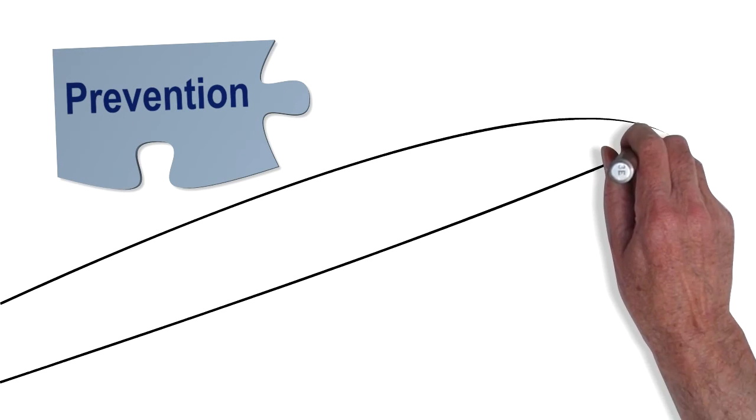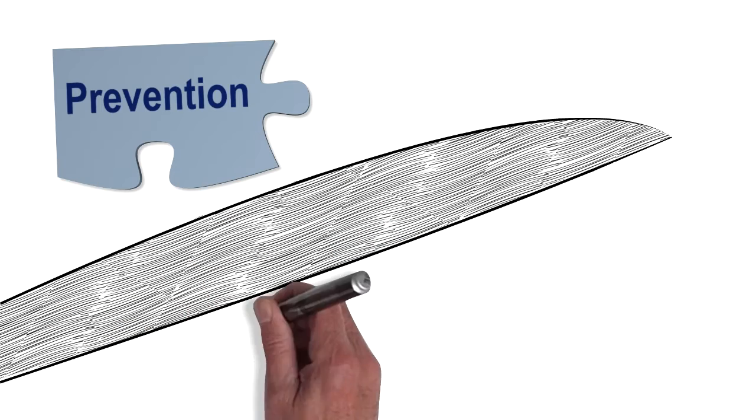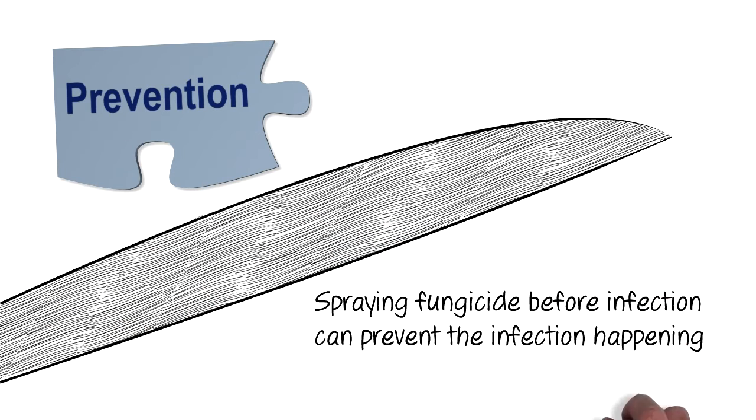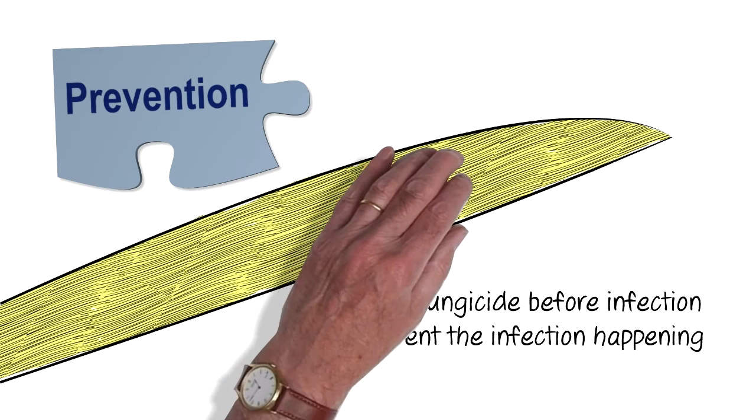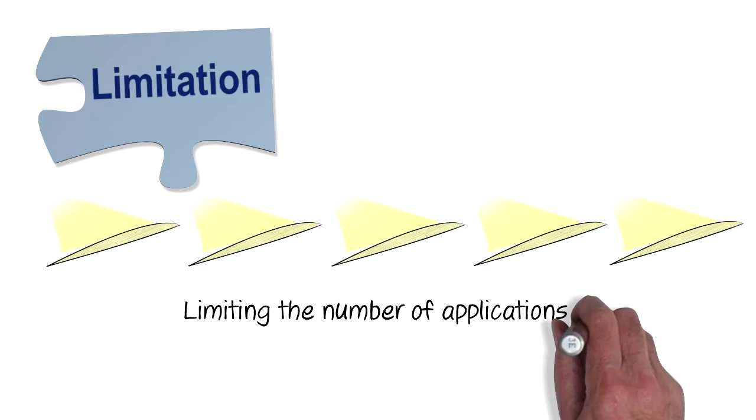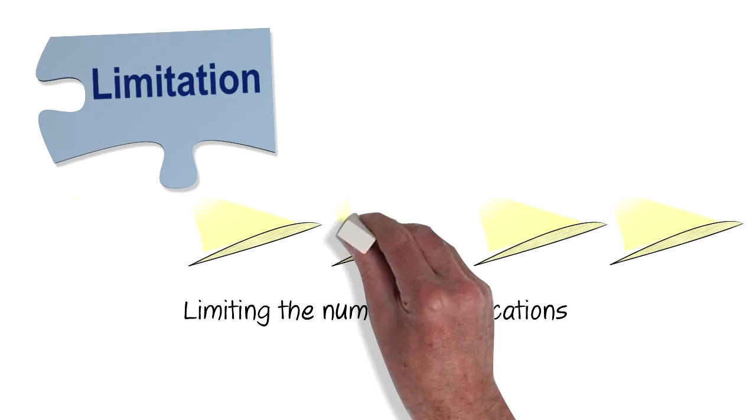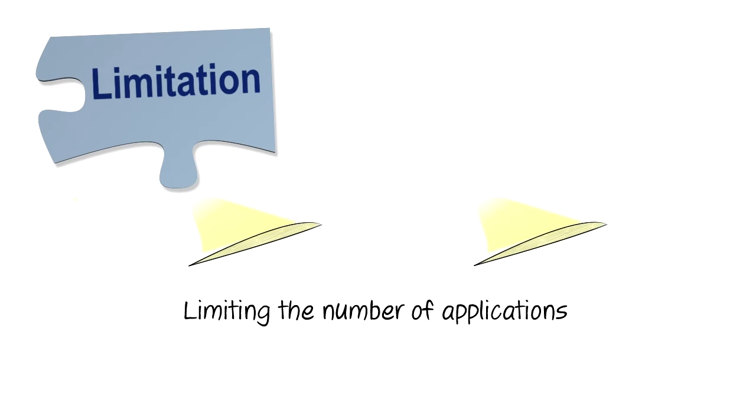First, prevention. By using the fungicide before infection, we can prevent the infection happening rather than try to cure an outbreak that's already occurred. Prevention can avoid the really huge number of spores developing in the first place. Second, limitation. Limiting the number of applications will help prevent resistant strains rapidly increasing within a fungus population.